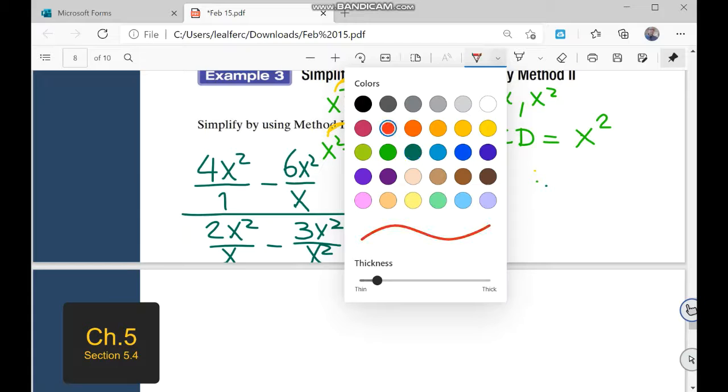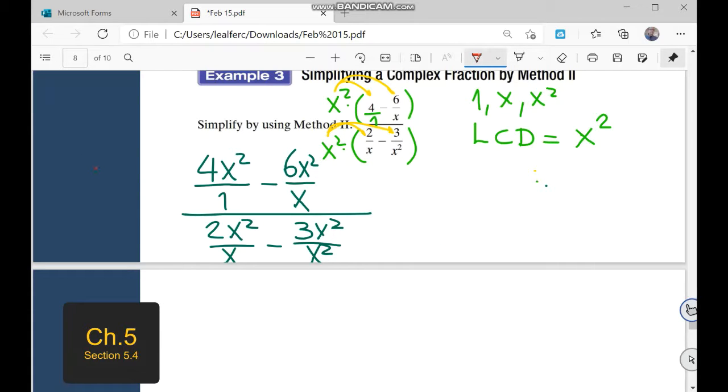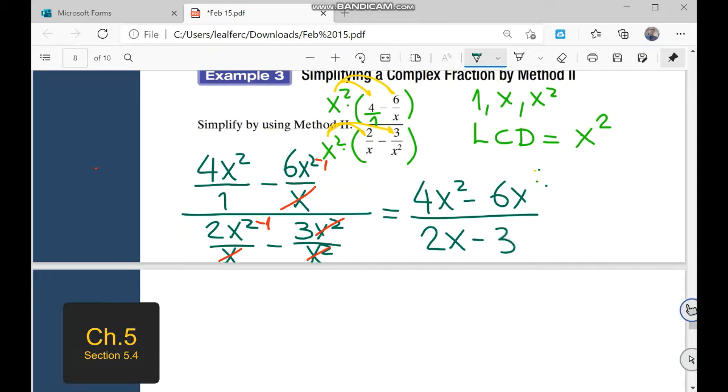Simplify. Check everything that we can simplify. We can simplify this x squared with x squared. We can simplify this x by subtracting from the exponent, and simplify this x by subtracting from this exponent. And that's it. See, now we don't have any denominators on top. It's going to be 4x squared minus 6x over, and on the bottom, you're going to have 2x minus 3. Very simple.